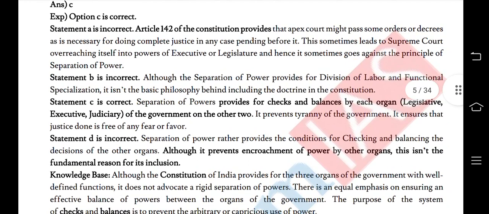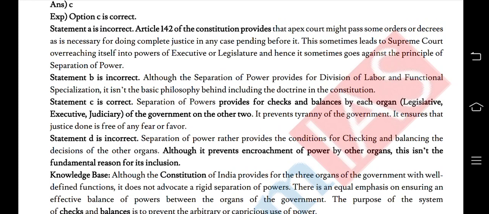Statement B is incorrect. Why it is incorrect? Although the separation of powers provides for division of labor and functional specialization, it isn't the basic philosophy behind including the doctrine in the Constitution.